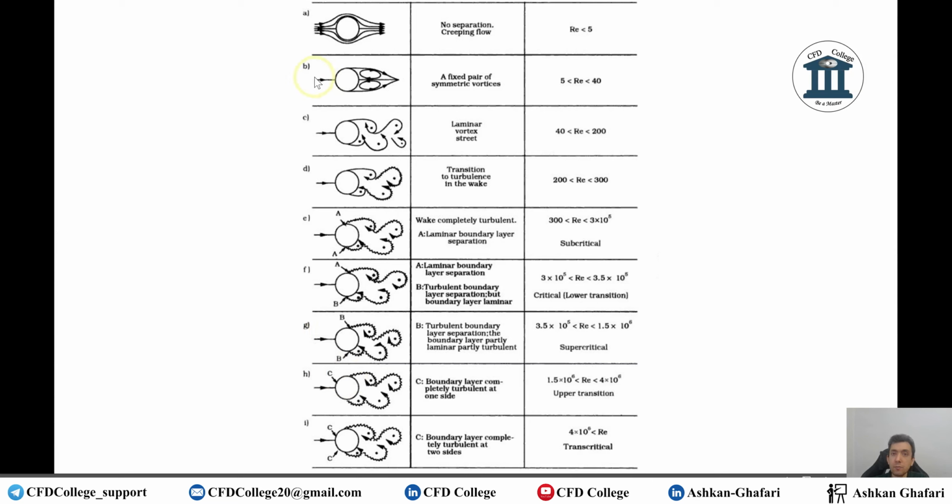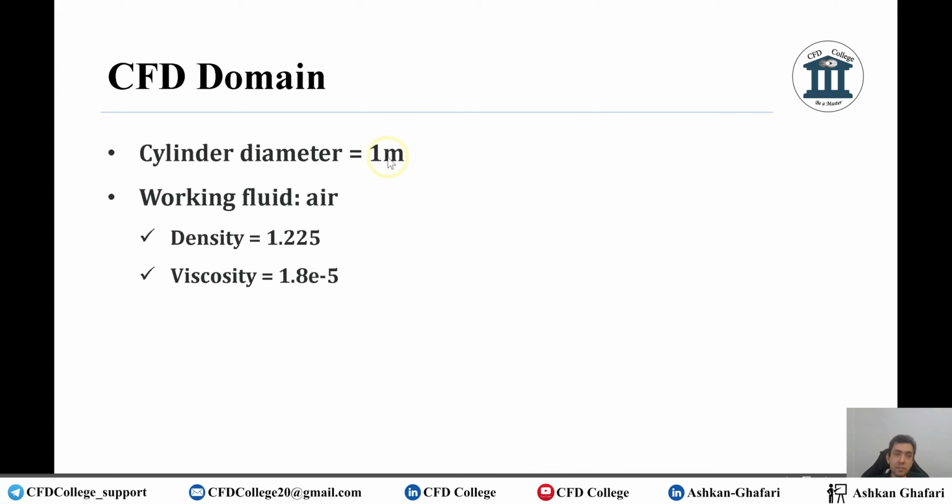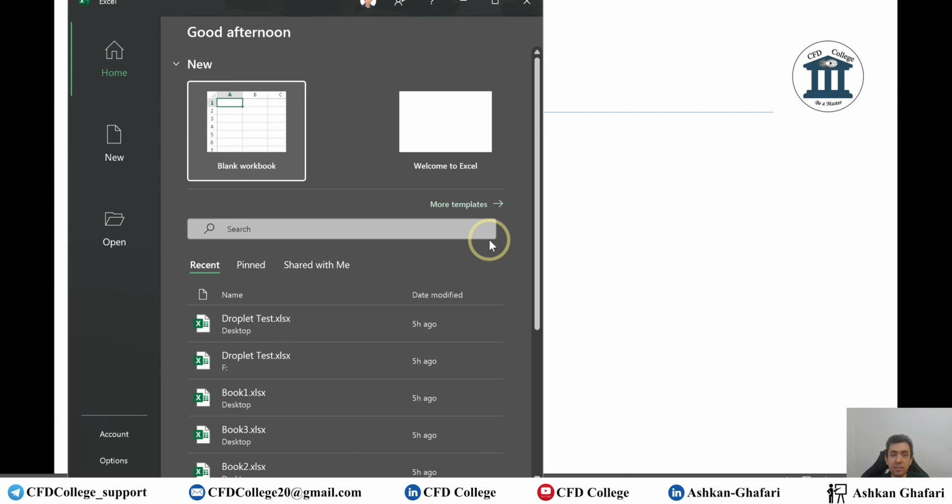We would like to simulate this phase B, in which we have a pair of symmetric vortices. The Reynolds number should be between 5 and 40. If you remember, the diameter of the cylinder is 1 meter. The working fluid is air with density of 1.225 and viscosity of 1.8 times 10 to the negative 5. So let me open an Excel.